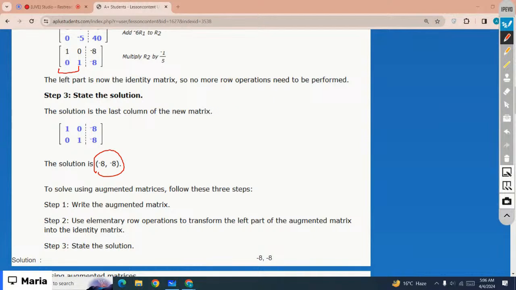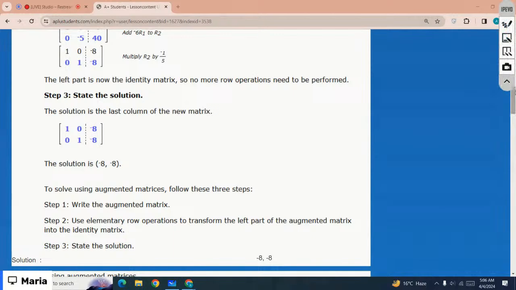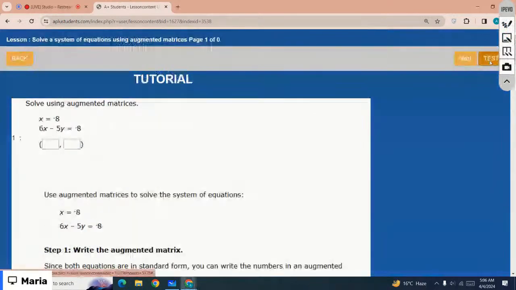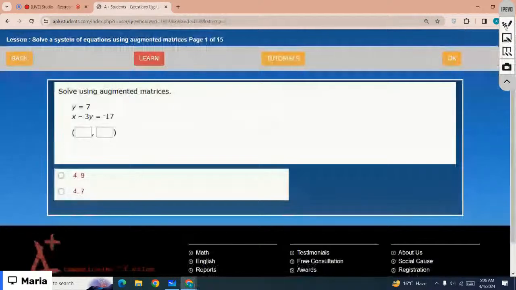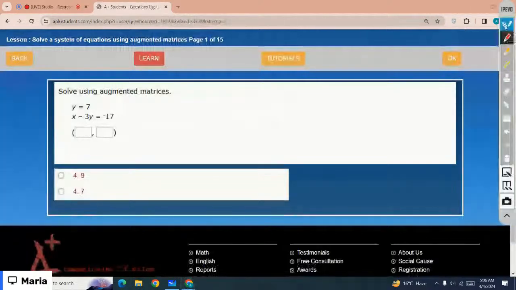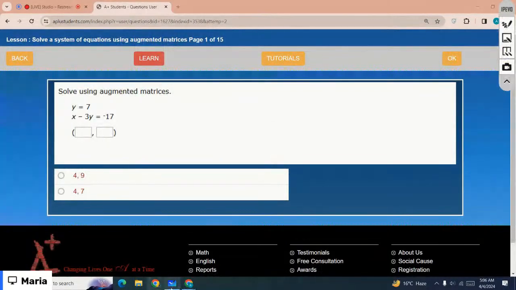Now let's just start with the practice questions so that you can understand better. Here it is, right? But I'm going to solve it on board. x plus y equals 7 and x minus 3y equals negative 17.